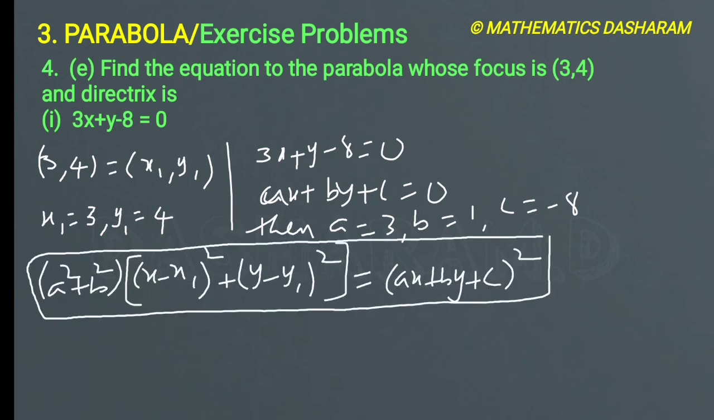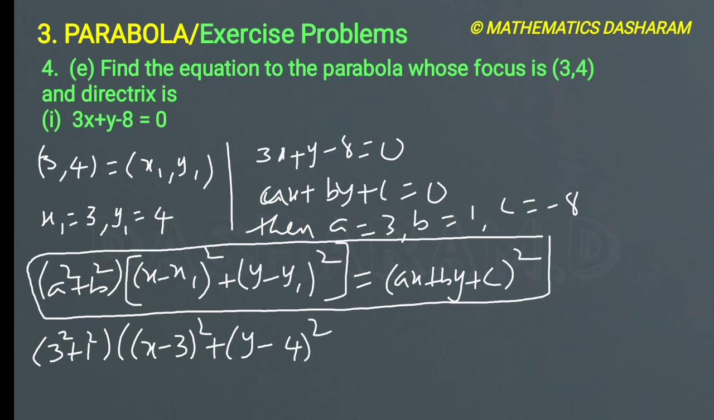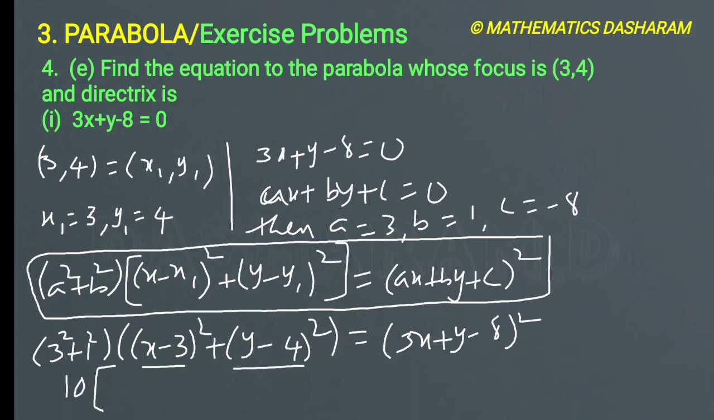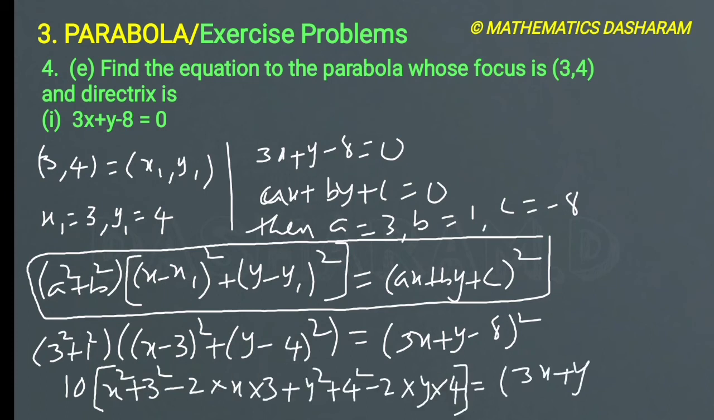Now the formula is a square plus b square, a value 3, b value 1, into x minus x1. So x minus x1 value 3 plus y minus y1, y1 value is 4. It is equals to 3x plus y minus 8 whole square. 3 square is 9, 1 square 1, so 10, bracket of here a minus b whole square, here also a minus b whole square formula. So 3x plus y minus 8 I am writing as a plus of minus 8 whole square.